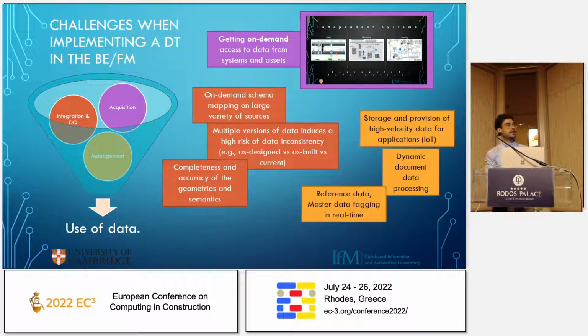In terms of data integration and data quality, with this segregated data, having on-demand mapping of this variety of sources can be a nightmare, and even more when we have multiple versions of the data that we are managing in these systems. So, for instance, if we are talking about a building, it's not the same having the definition of the building as designed, as built, or as it currently is, because buildings evolve with time. And this can be even worse when data on those models are not complete or not accurate at all.